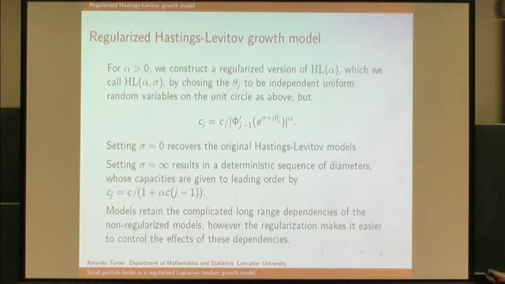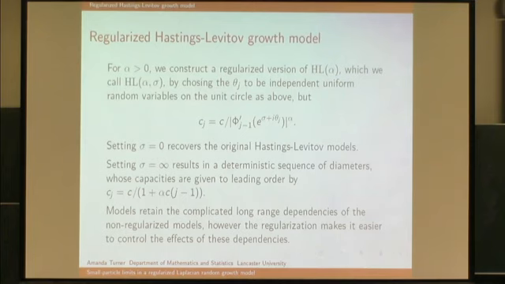So setting sigma equals 0 here essentially recovers the original Hastings-Levitov models. Setting sigma equals infinity here just makes this the capacity, and so we can show that setting sigma equals infinity, you get a deterministic sequence of diameters whose capacities to leading order are given by this formula over here. So we now have a bigger family of models where sigma equals 0 is what we have before, and sigma equals infinity is something that we can understand relatively easily.